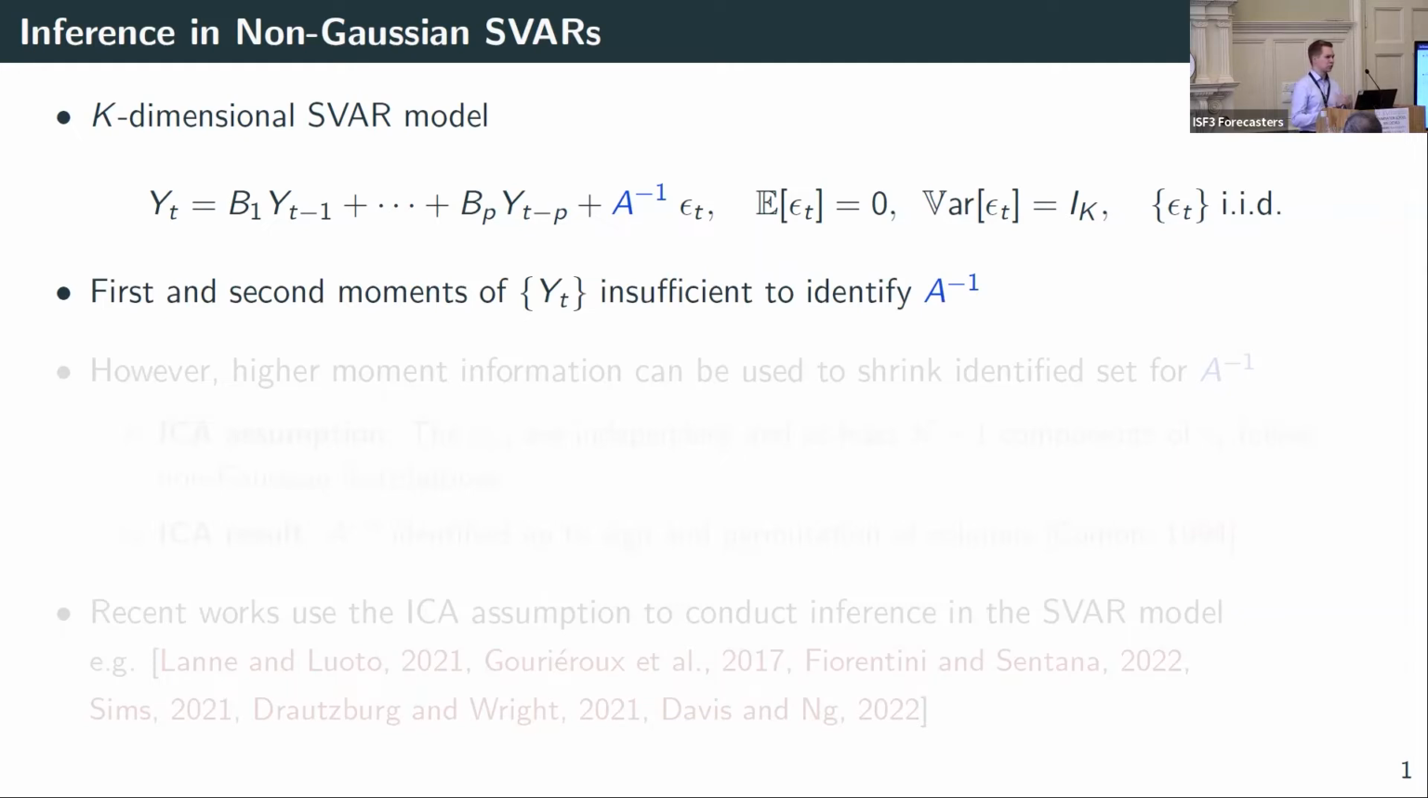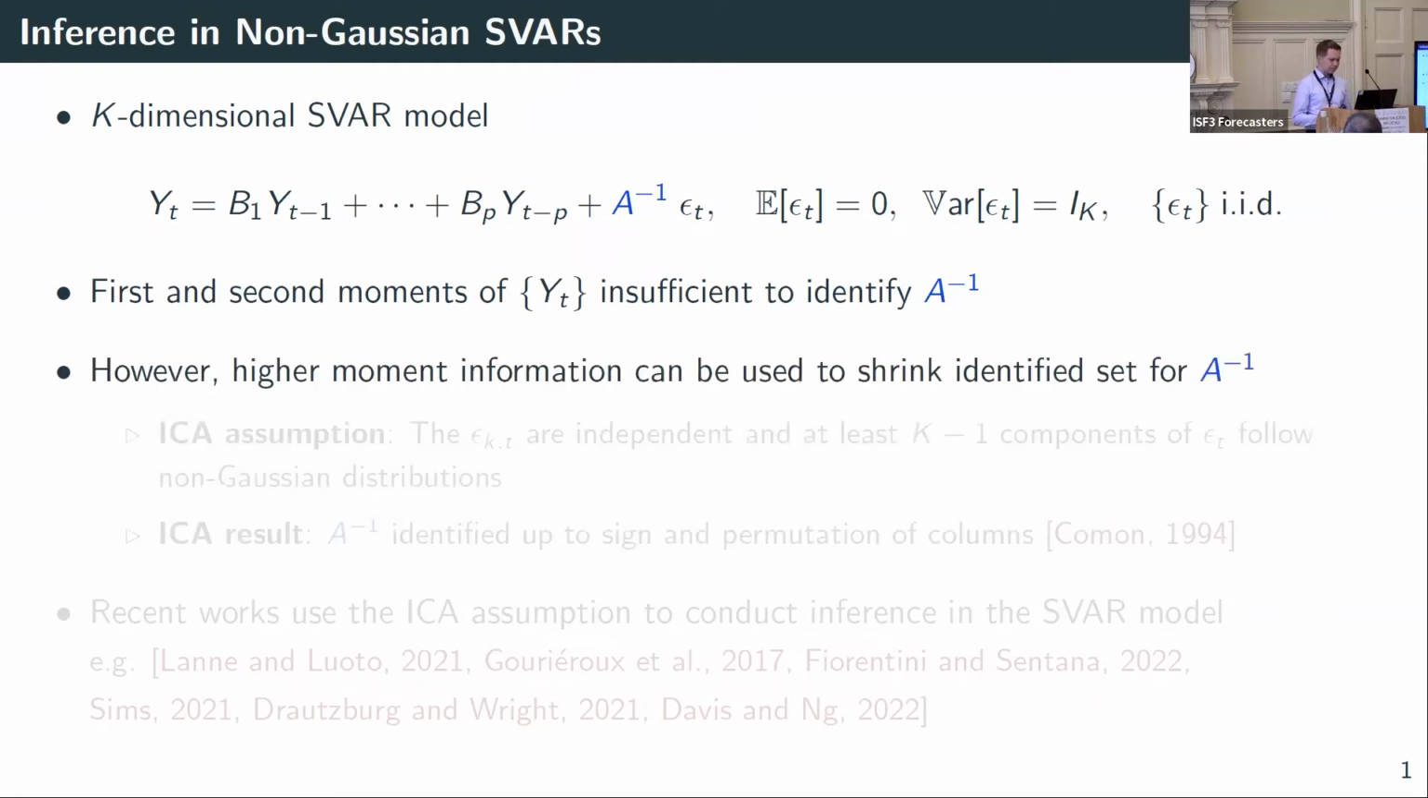And depending on which structural restrictions the literature adopts, there are big discussions on the plausibility of these. And most of these are inherently untestable. However, in recent years, there has been a lot of attention to a literature that points out that if we exploit higher moments of the data, so third order, fourth order, or cumulants in general, then we can use this to shrink the identified set for this A inverse matrix without having to impose additional structural restrictions. Now, such an approach is obviously very attractive because it essentially avoids big discussion on which structural restrictions are plausible.